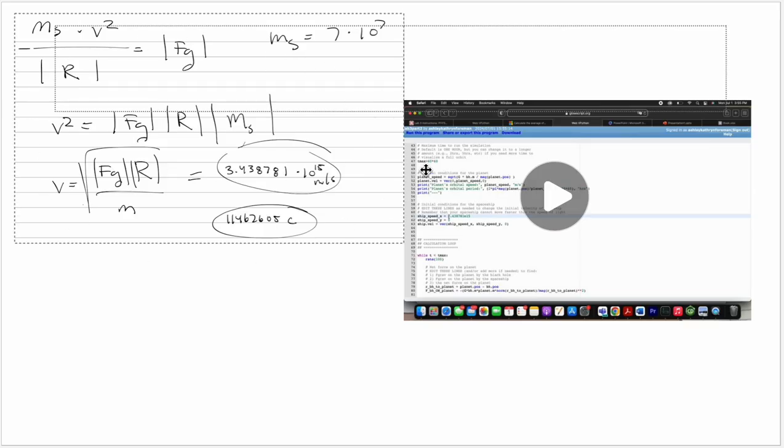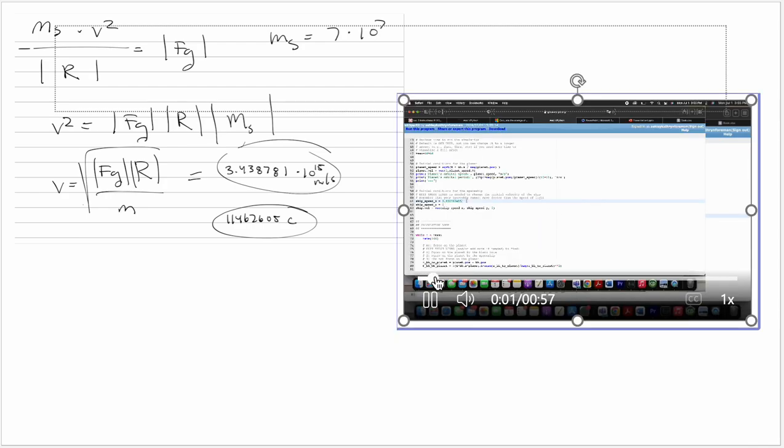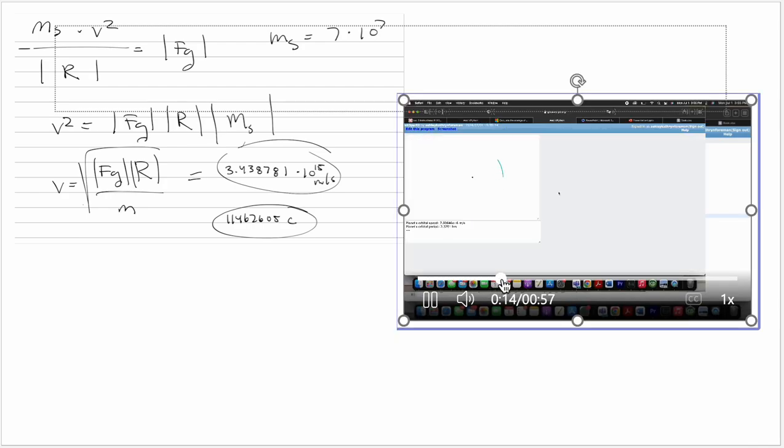I used this equation and the mass of the star and the mass of the ship, and that's how I found this. And so I got 3.438781 times 10 to the 15th meters per second, which is many times greater than the speed of light, as shown here. And so here is the orbit.